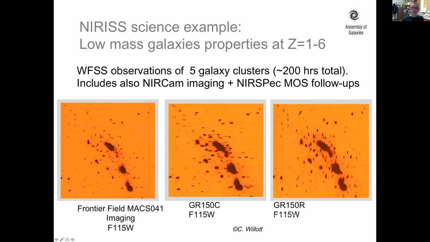We're going to look at four or five clusters. And this is also complemented with NIRCam imaging and NIRSpec follow-up. If we discover very high redshift galaxies, we would like to follow them up with NIRSpec to confirm the high redshift nature of the object.